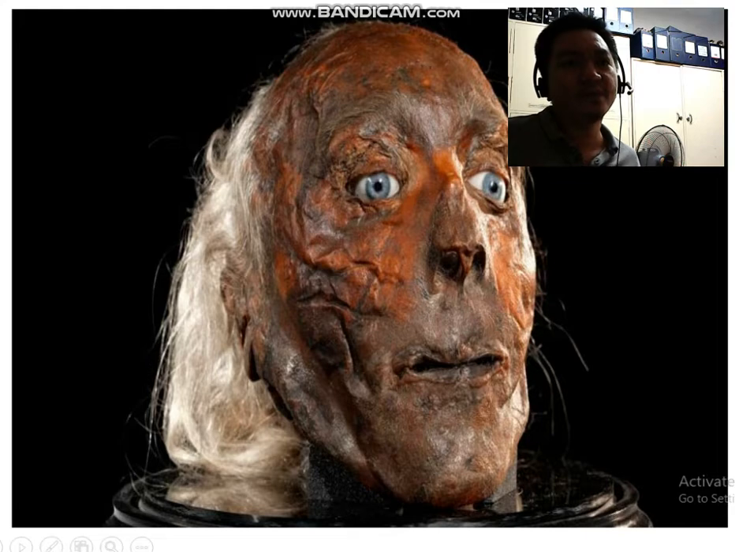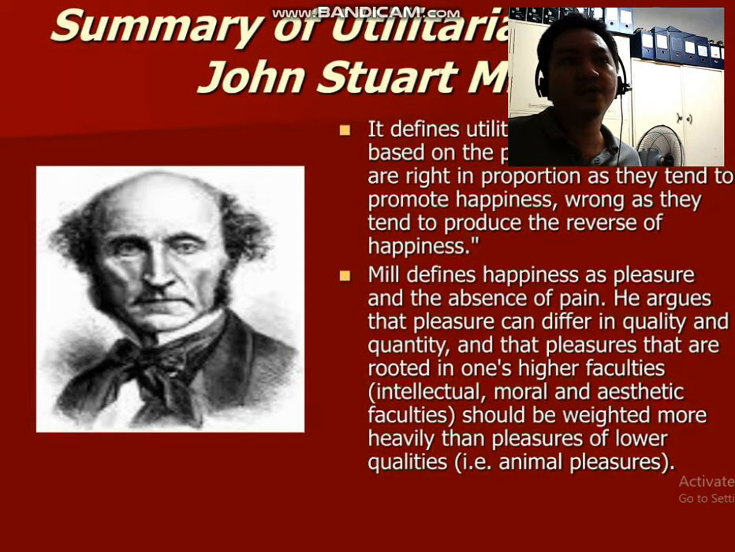So that's one thing. Now we also have another proponent of utilitarianism, Mr. John Stuart Mill. He proposed that actions are right in proportion as they tend to promote happiness, wrong as they tend to produce the reverse of happiness. So it's not just that you maximize happiness for a certain number of people, but you also have to go with the actions that promote happiness and not those that produce pain or suffering.